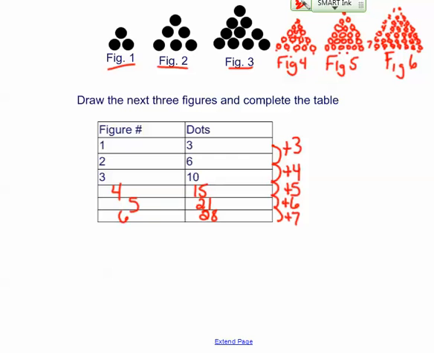So if you look at this, if I wanted to figure out what figure number 7 would be, without drawing it, I know it's probably going to have 8 more dots. So 28 plus 8 would be 36.